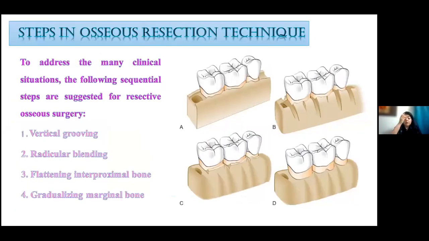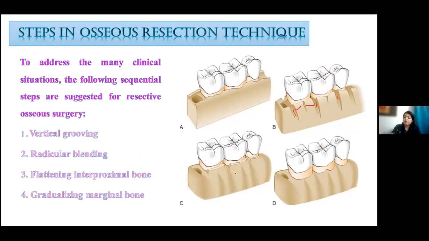Now you all know the four steps in osseous resection. Vertical grooving, as the name suggests. You can just keep seeing the pictures and we're through with this. There's vertical grooving, then radicular blending. Vertical grooving means you make depth cuts, like how you do for your crown preparation. So here also you make depth cuts. We have to go up to this depth here. Then you blend it, you do radicular blending.